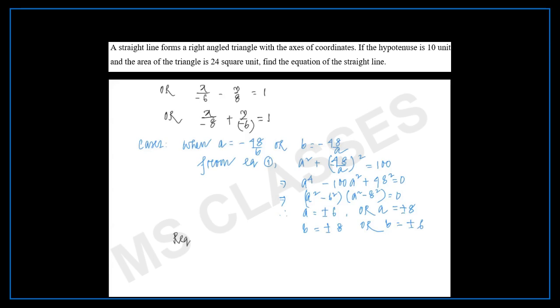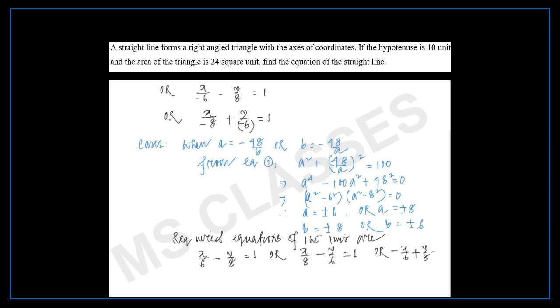So the required equations of the lines are x by 6 minus y by 8 equal to 1, or x by 8 minus y by 6 equal to 1, or x by minus 6 plus y by 8 equal to 1, or x by minus 8 plus y by 6 equal to 1. Here we have taken a and b in such a way that they are of opposite sign.